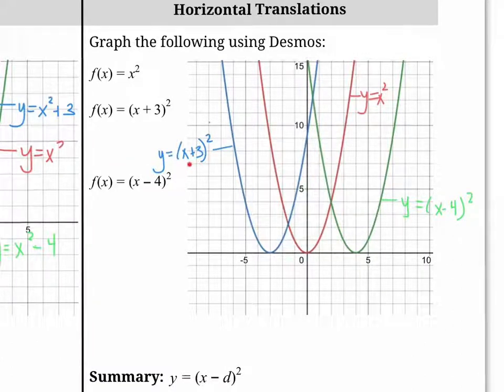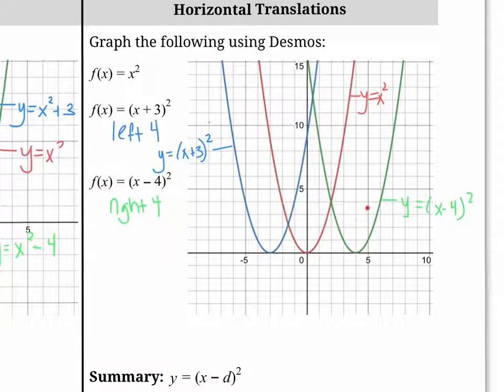So this blue guy here, when we added 3 inside the function, it moved the function left 3. Every single point got moved left 3. So originally this point is 0, 0. Now it's -3, 0. Originally this point was -1, 1. And now it's -4, 1. So adding 3 inside the function moved it to the left. And similarly, when we subtracted 4 inside the function, it moved the original parabola to the right. Every single point got moved to the right 4. So 0, 0 became 4, 0, 1, 1 became 5, 1, etc.